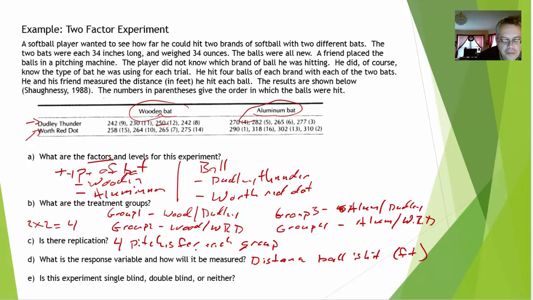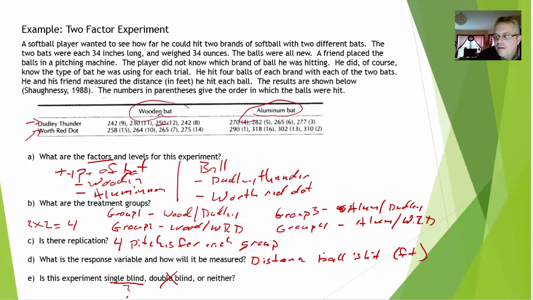Now, sometimes this is hard to figure out. Is this experiment single blind, double blind, or neither? Because sometimes it's a little bit more complicated. This one was certainly not double blind because the person who was administering it, his friend who was loading the pitching machine, he knew which type of ball he was putting in, I believe, and it was clear whether it was a wood or aluminum bat. So it wasn't double blind. It was maybe partially single blind. It's not so clear cut. The player, he didn't know what softball he was hitting, but he certainly knew what bat he was using. So maybe it was partially single blind, but it certainly wasn't double blind.